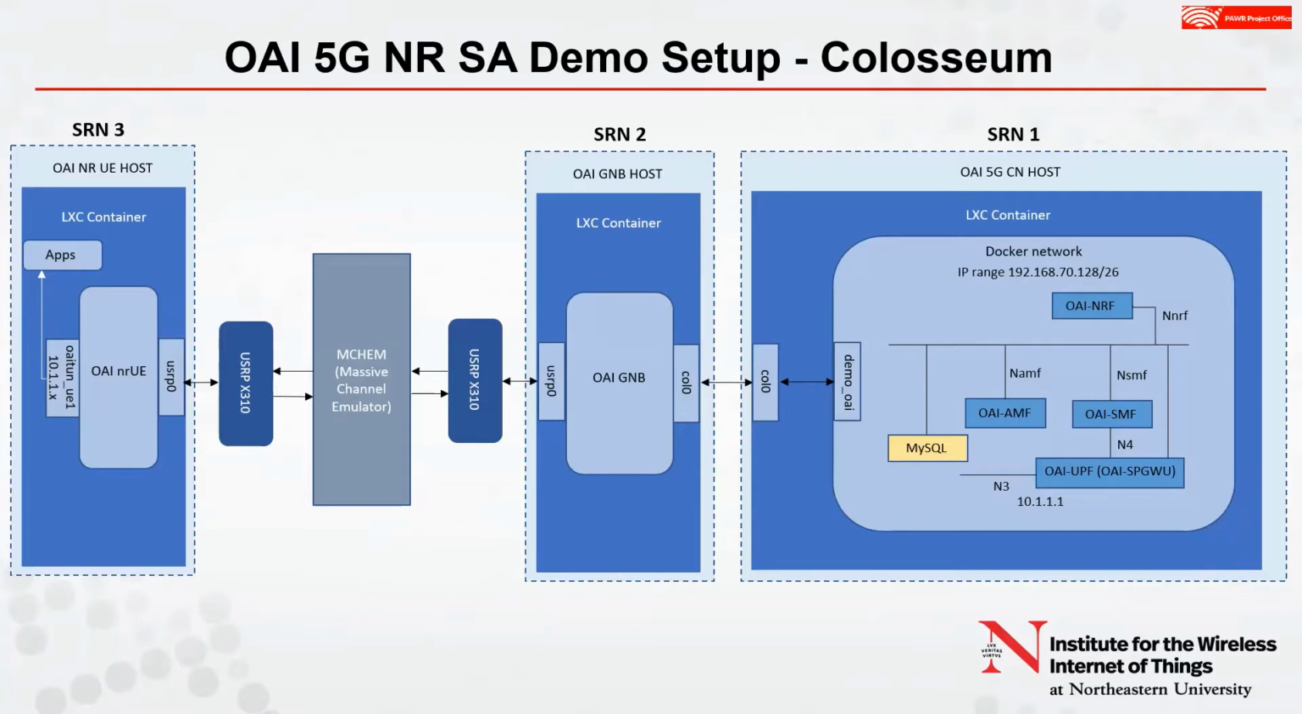Also, we run the core network and gNodeB on separate hosts, or separate SRNs, as you can see here, and they communicate via this Col0 interface. The communication between them is simply achieved by setting a route between these two SRNs. The RF channel between UE and gNodeB is provided by Colosseum's massive channel emulator. In our deployment, we currently emulate a simple 0 dB path loss scenario.